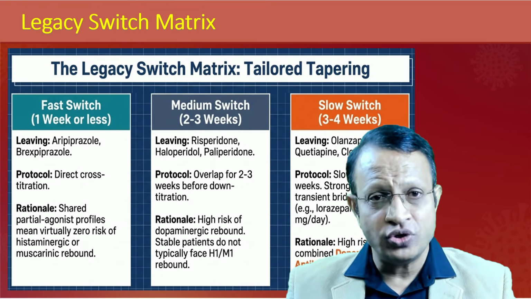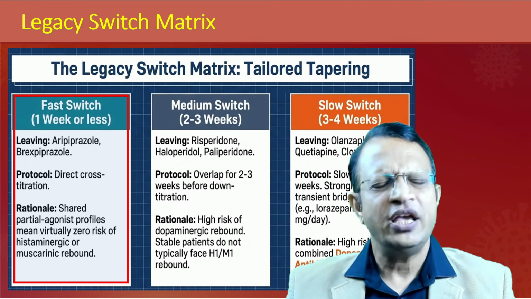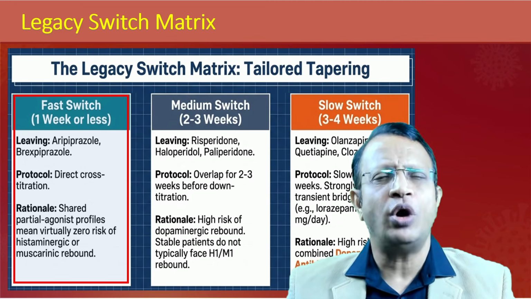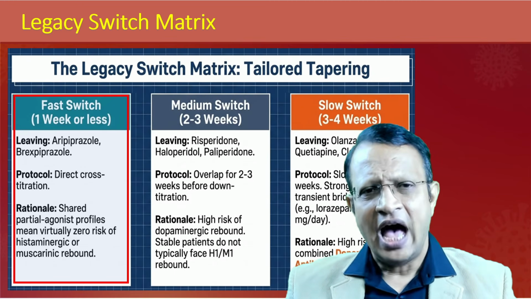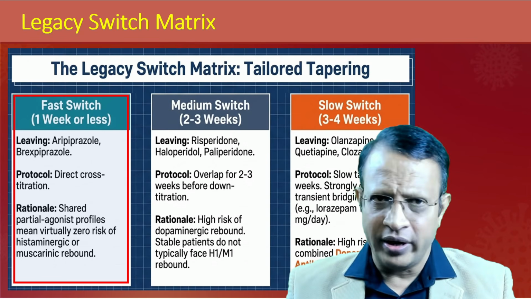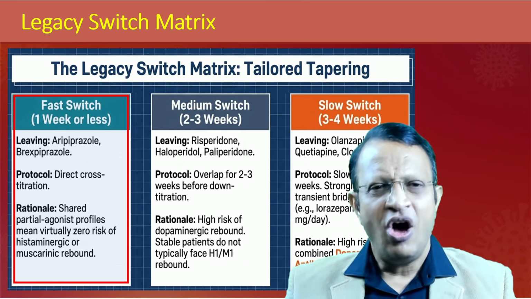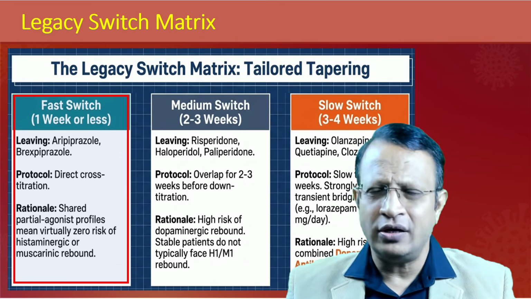medications like aripiprazole and brexpiprazole, which are partial agonists, you can do cross tapering within 1 week without any major side effect, because aripiprazole doesn't have any H1 or M1 or D2 blockade. Hence, with aripiprazole and brexpiprazole, you do direct cross tapering, or stop aripiprazole today and start cariprazine tomorrow.